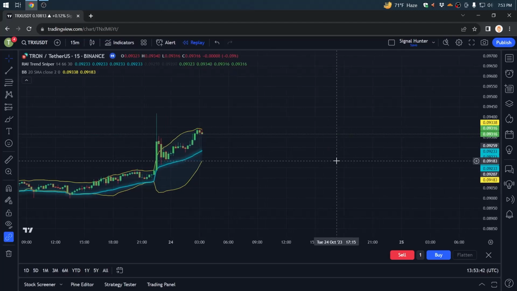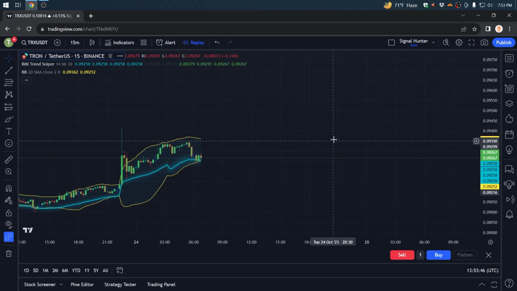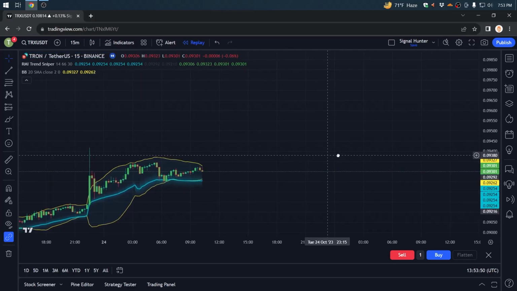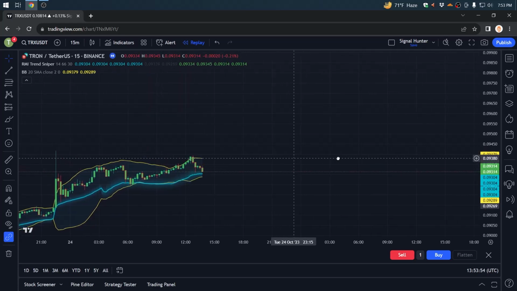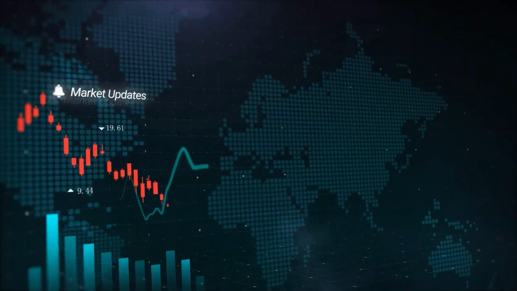Most trading strategies work only in a trending market, but this strategy is different because it also works perfectly on a ranging market. So let's see how you can make a profit using this trading strategy in any market condition.